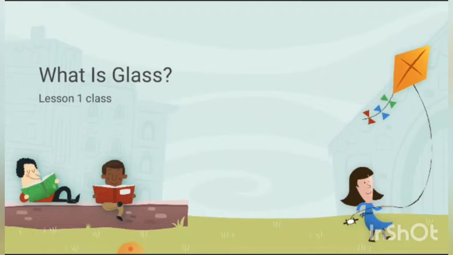And we have learned that glass is transparent, so we are using it in windows and doors and car windows. Transparent means we can see through it and light can pass through it. Let's discuss the next topics of this lesson.